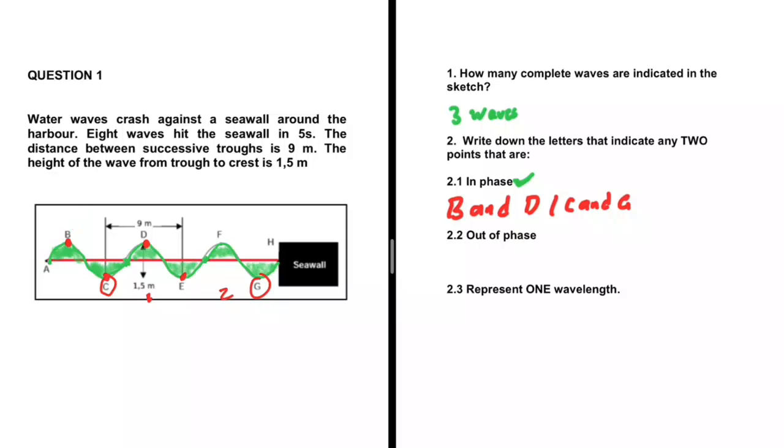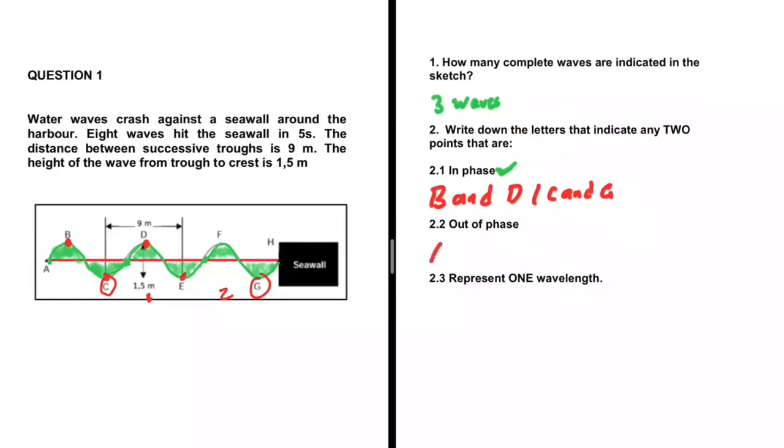Points A and B, they're also out of phase because there is no whole number of wavelengths in between them. For 2.2, we can just say A and C. A and C are 2 points that are out of phase. And then 2.3, we're supposed to indicate any 2 points that represent 1 wavelength. So don't get this question wrong.